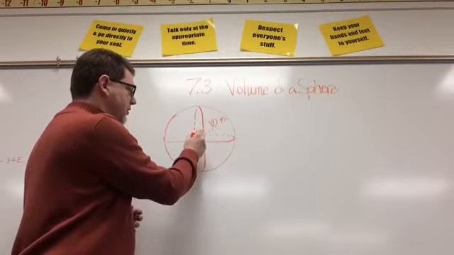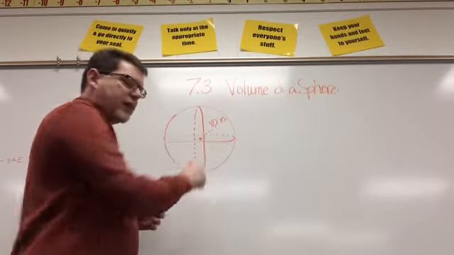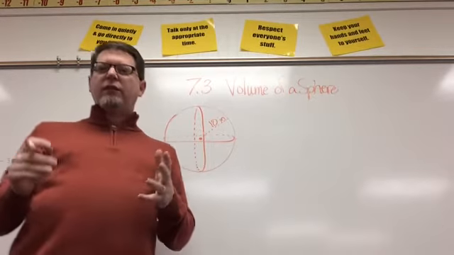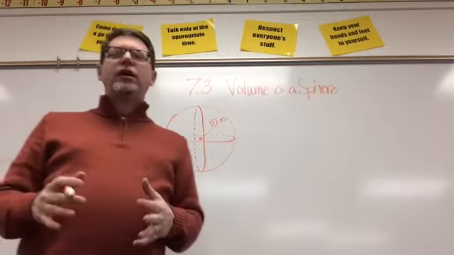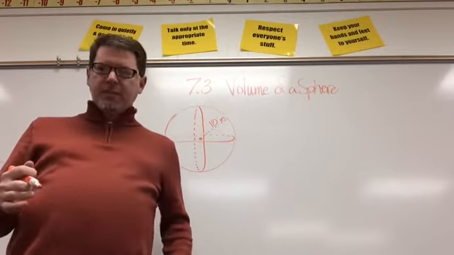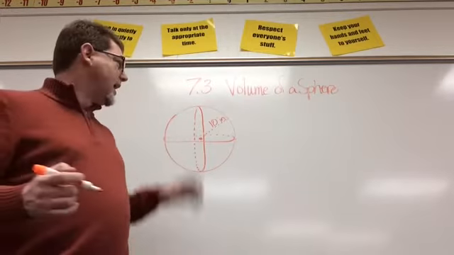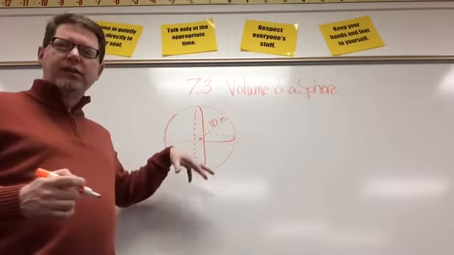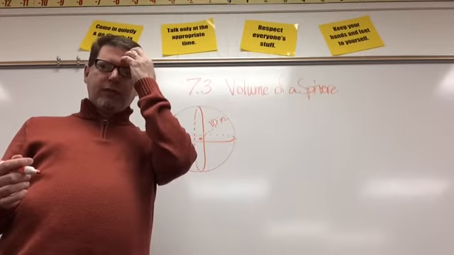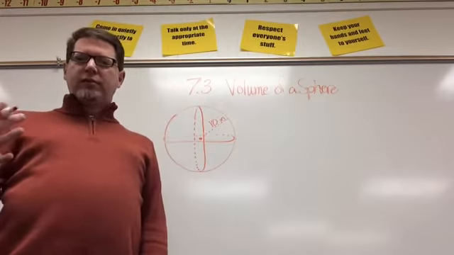If this was the center, then I could draw a line to anywhere on the outside edge of the sphere and it would all be the same. So if you have a perfectly inflated basketball, a perfectly inflated kickball, that would be the shape of a sphere. Now to find the volume, we're looking at how much will go inside of this sphere. And typically we think about air, how much air is needed to fill up a basketball or a kickball or something like that.